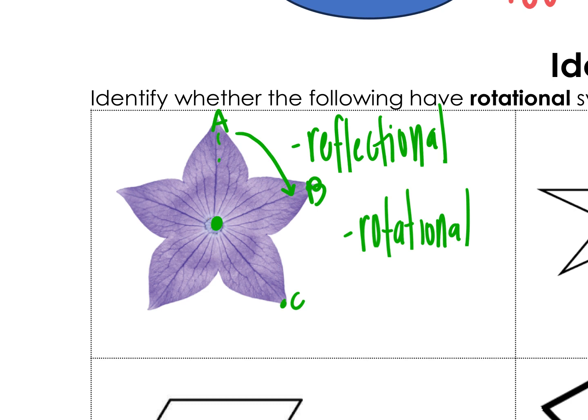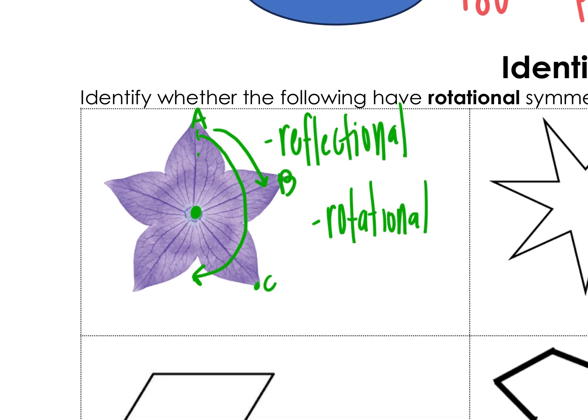So imagine that 180 degrees is halfway around a circle. If we rotated that point A 180 degrees, that flower petal would land down here, and there's not a flower petal down there. So it does not have point symmetry, just reflectional and rotational.